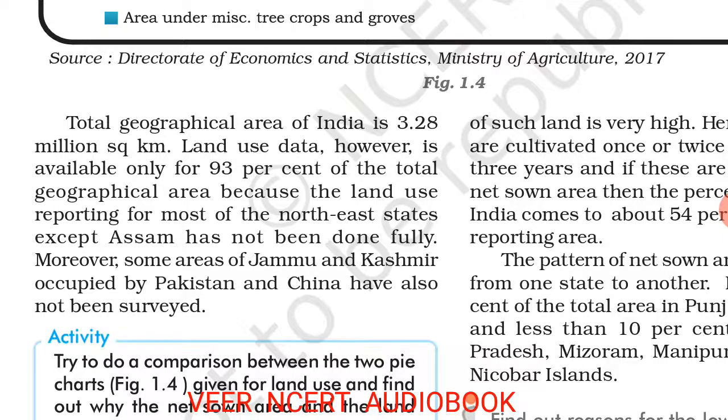Total geographical area of India is 3.28 million square kilometers. Land use data, however, is available only for 93% of the total geographical area because the land use reporting for most of the northeast states except Assam has not been done fully. Moreover, some areas of Jammu and Kashmir occupied by Pakistan and China have also not been surveyed.